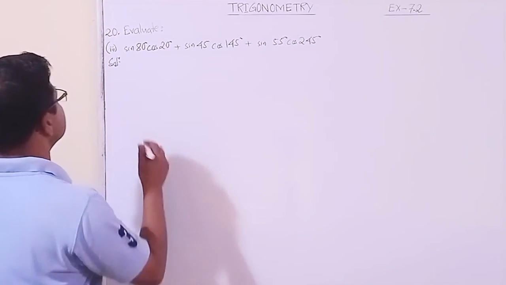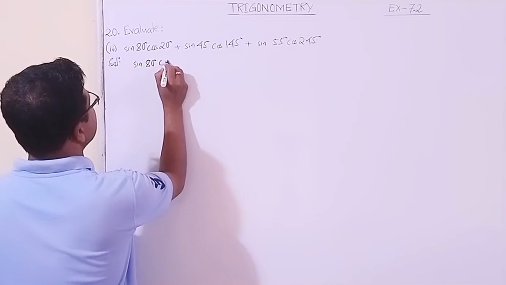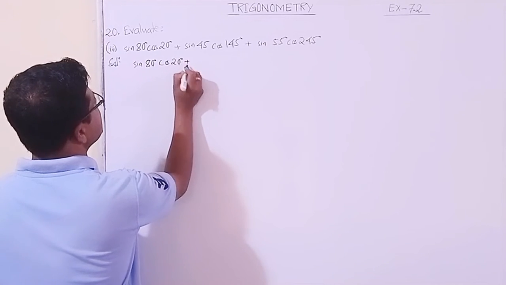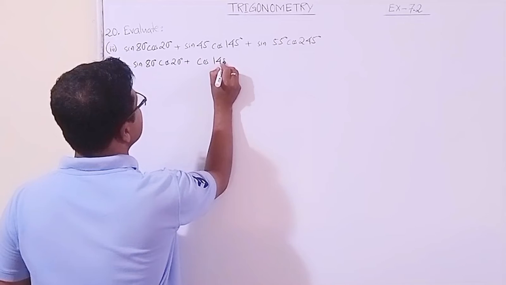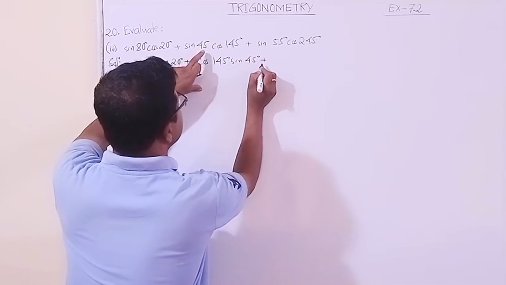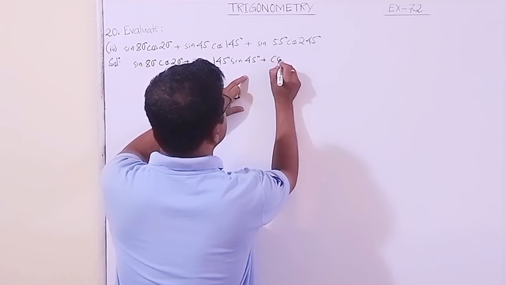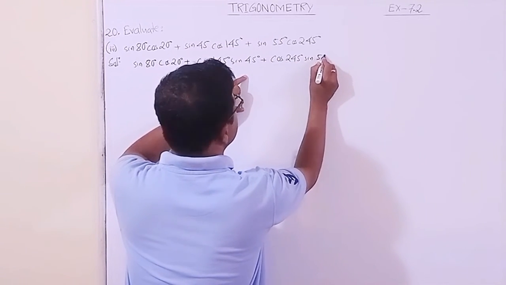Now we have taken number 3. Let us write the question. Sine 80 degree. We shall write the question and along with we shall shuffle it. This is bigger angle, so at first we shall write cos 145 degree and sine 45 degree, so that we can skip one line. This angle is bigger, so cos 245 degree at first, then sine of 55 degree.